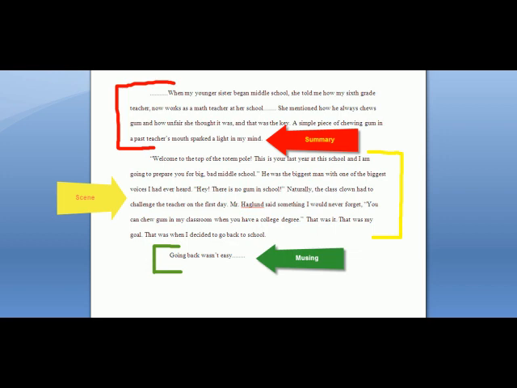Going back wasn't easy. As a reader, I'm interested in hearing the rest of this story. It intrigues me. I connect with it. This story matters.